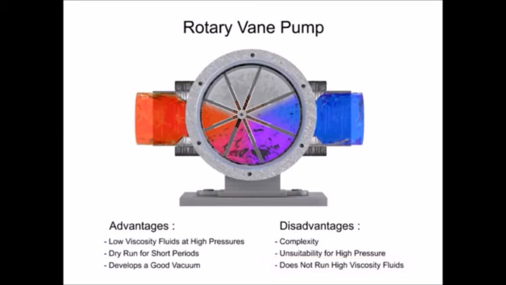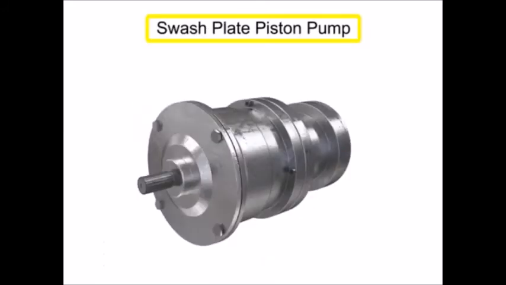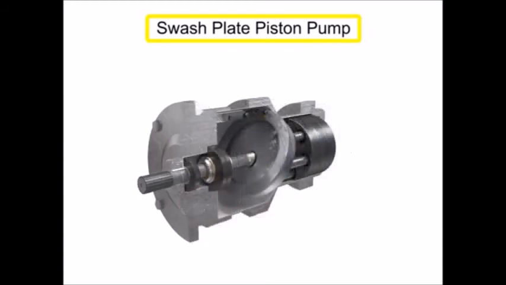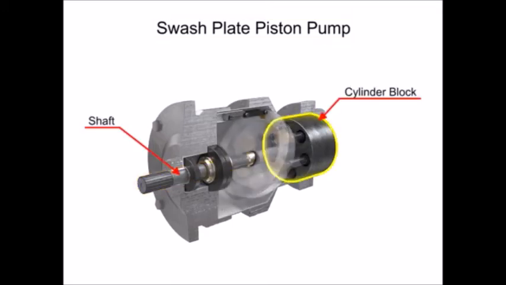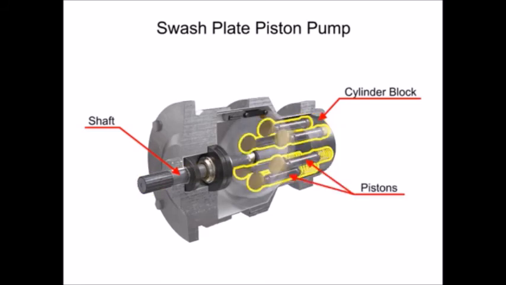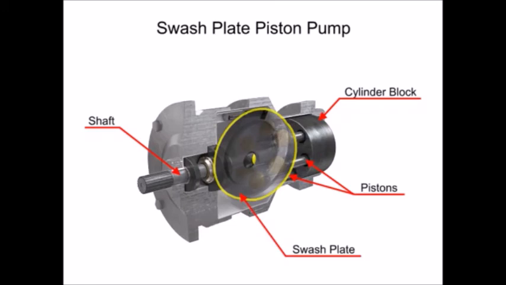Piston pumps come in many different forms. A swash plate is a device used to translate the motion of a rotating shaft into the reciprocating motion of a piston. Swash plate piston pumps have a rotating shaft connected to a cylinder block containing pistons, which are pressed against a stationary swash plate that sits at an angle to the cylinder.